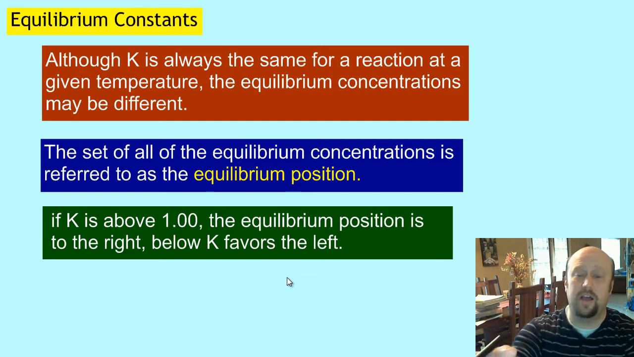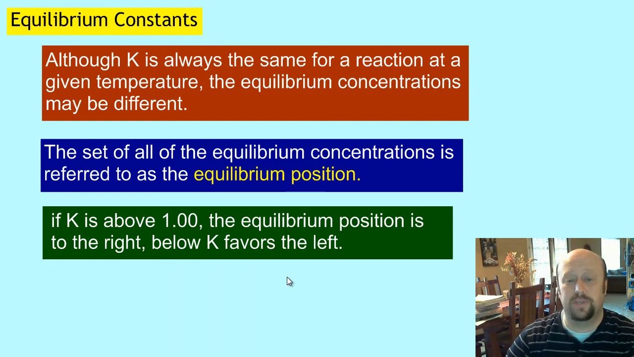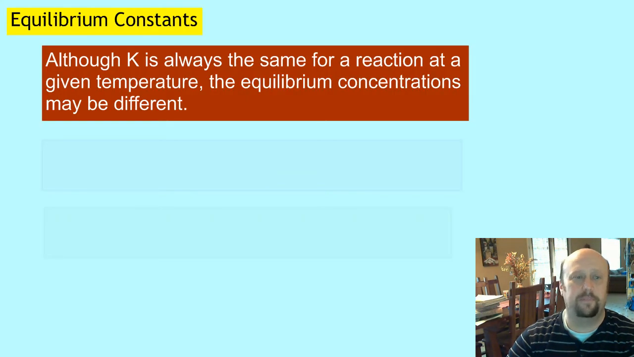So if we're really trying to drive a reaction forward in an industrial production sense, then we're obviously going to want K to be above 1 as much as possible. So when you get an equilibrium constant like that 38,000 that we got there, then okay, good. That's probably a good sign. We want it to go forward as much as we possibly can.